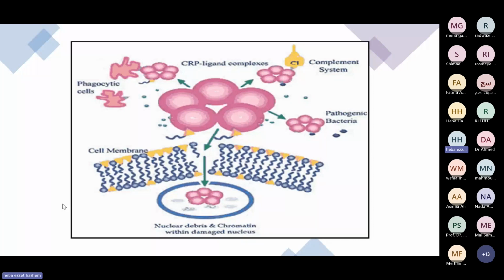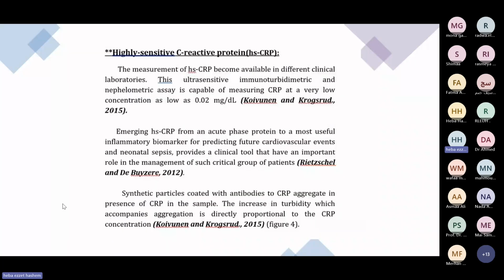Regarding CRP, it is the most extensively researched sepsis biomarker worldwide since the 1930s, and it has a wide range of diagnostic efficacy and performance, but in general its diagnostic efficacy is medium, not so high, not so bad. The point is a highly sensitive CRP protein, which is being recommended to be implemented in the different neonatal ICUs and in the cardiology unit. This ultra-sensitive immunoturbidimetric assay is capable of measuring CRP at a very low concentration, as low as 0.02 milligram per deciliter, more than 20 times more sensitive than the traditional CRP.